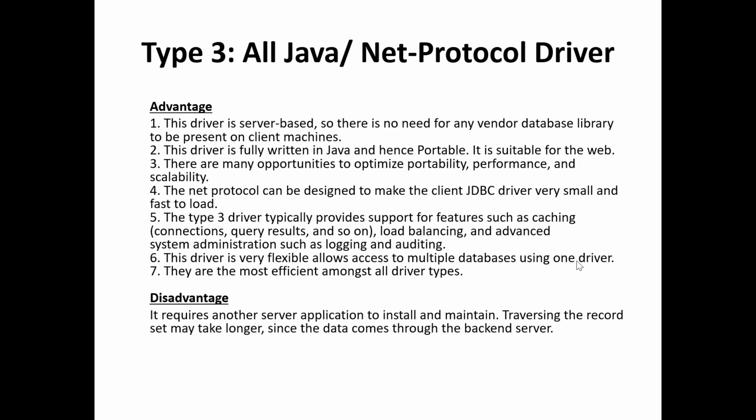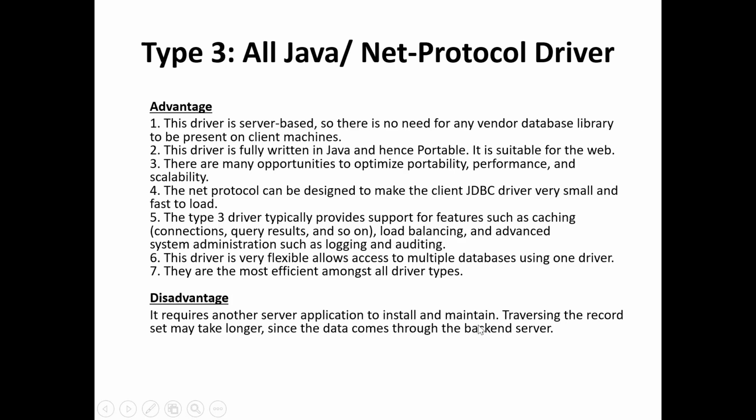But for our application as a student, we always go to type 4. So what is the drawback of type 3? Let us look at the last. It requires another server application to install and maintain. So we have to install another server to run this job. Traversing the record set may take longer since the data comes through a backend server.